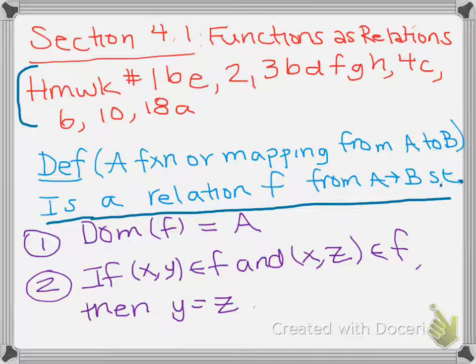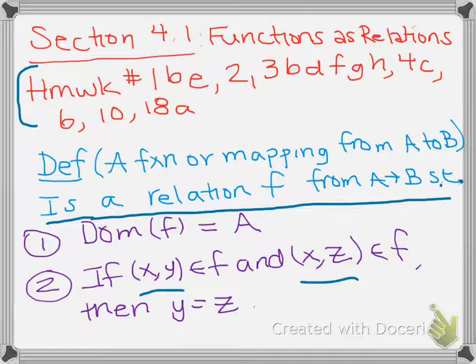Okay, and notice that's different from when we talked about functions before. Not everything has to go somewhere, but here your domain has to equal your entire set A. So that means everything in your set A has to go somewhere, has to relate to some other element in B. And 2, if (x, y) belongs to F and (x, z) belongs to F, then y equals z.